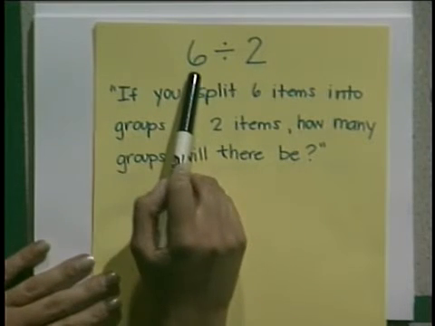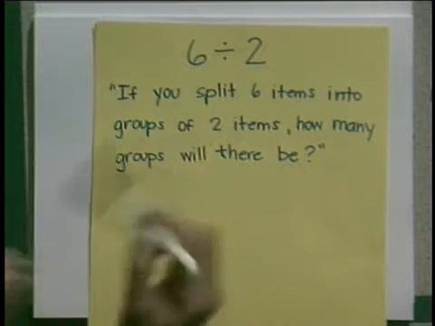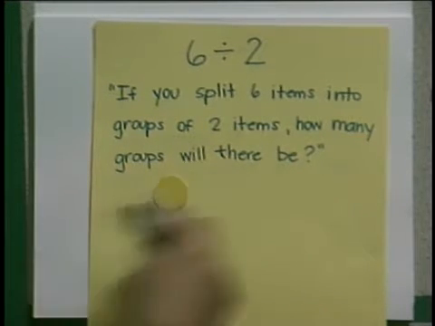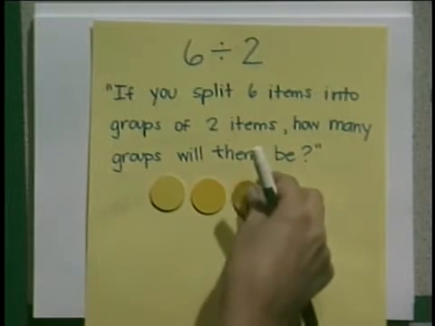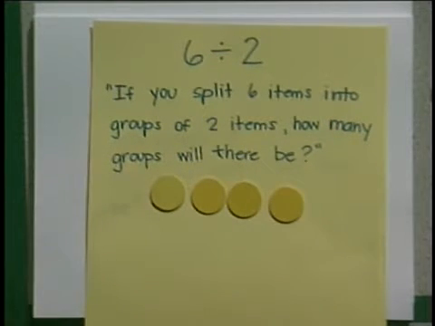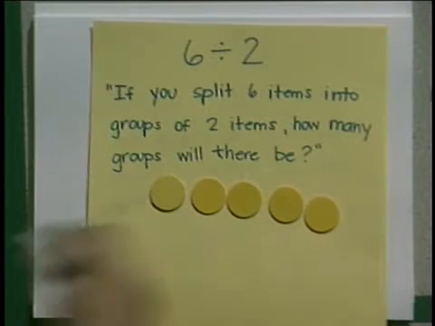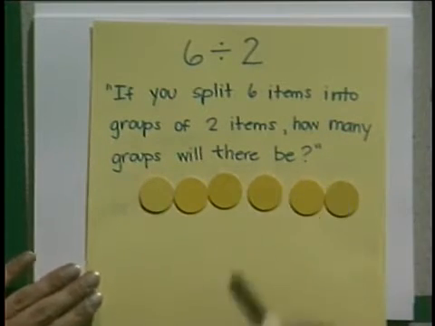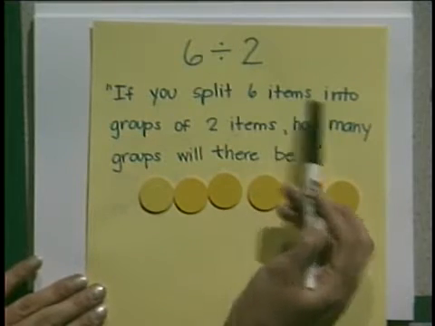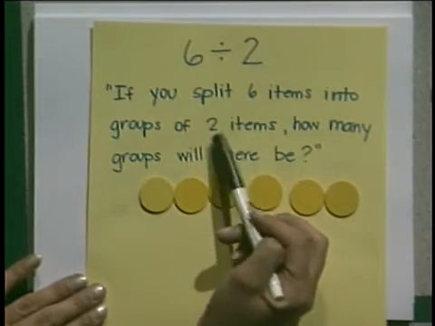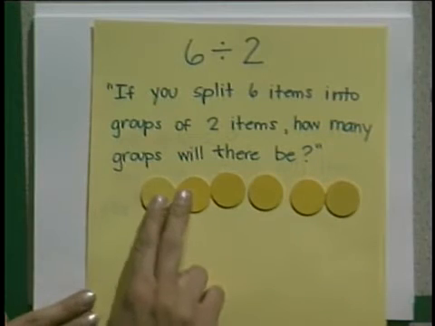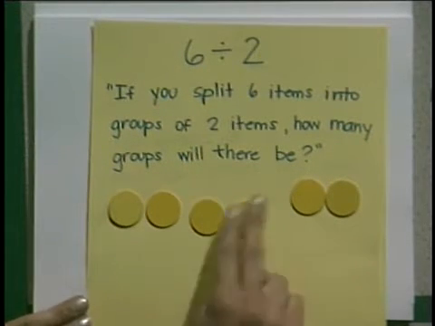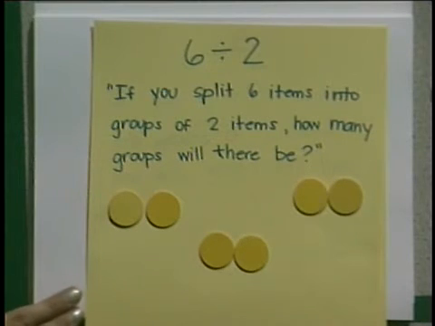So I'm going to start off with my positive 6 in my problem, and I'm going to represent positive 6 with 6 yellow chips. Now, I need to split my positive 6 items into groups of positive 2 items. So here's a group of positive 2, here's a group of positive 2, and here's a group of positive 2.